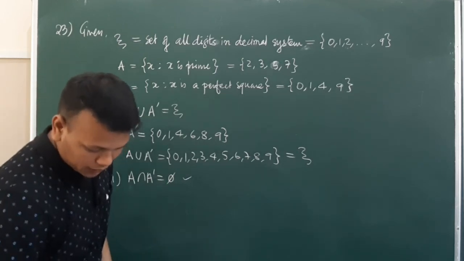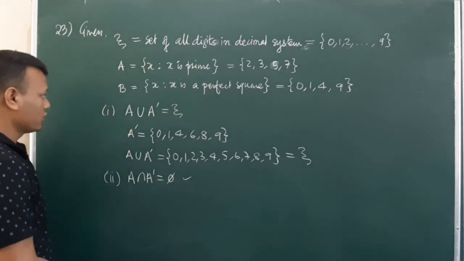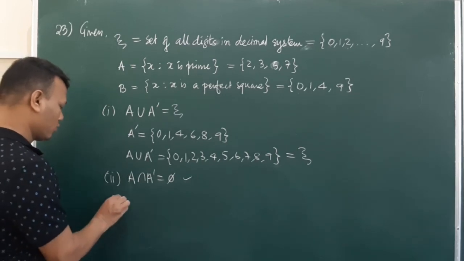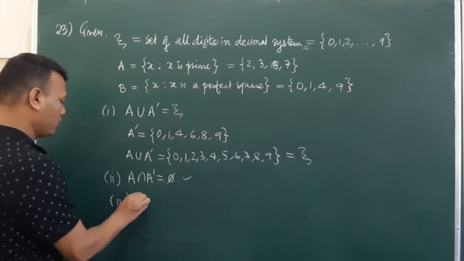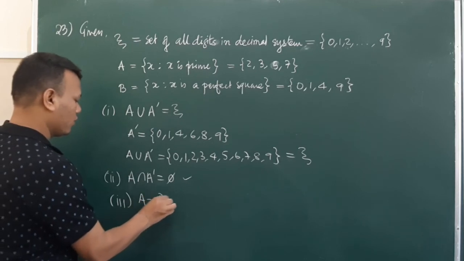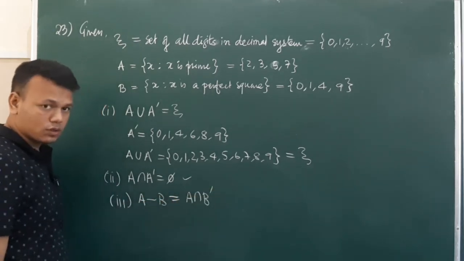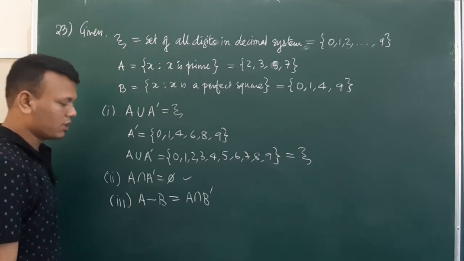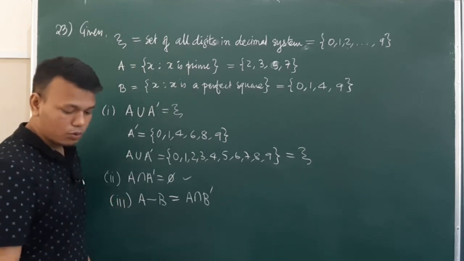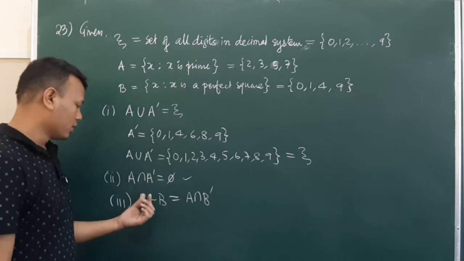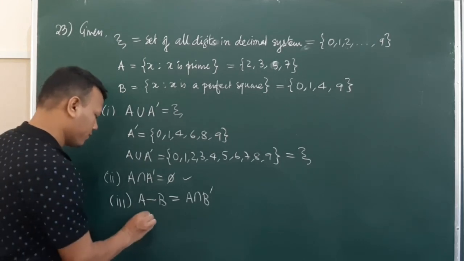Okay, so we have A minus B. We need to find what is A minus B as well. As I said earlier, A minus B will be equal to A intersection with B dash. Let's prove this. This will be the last part that I am showing you. You have 3 more parts. You will try them by yourself. So let's find what is A minus B.